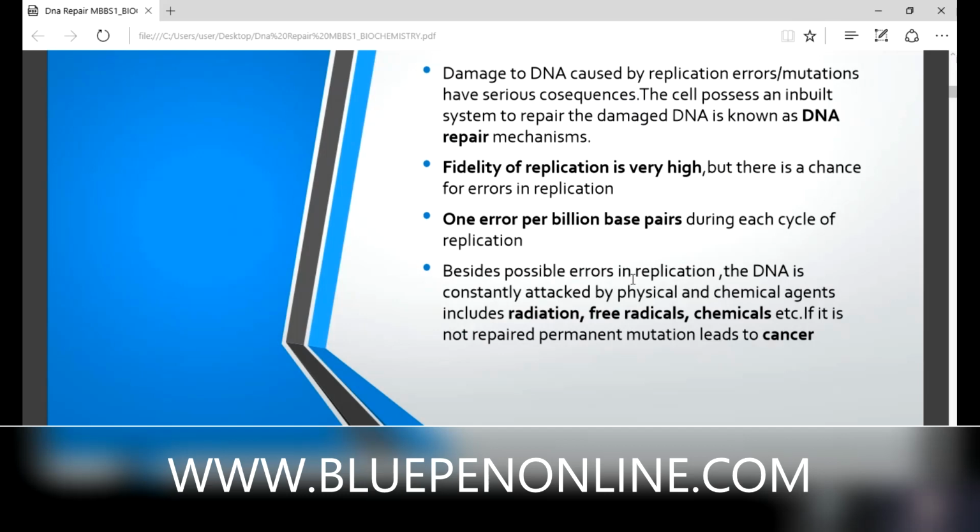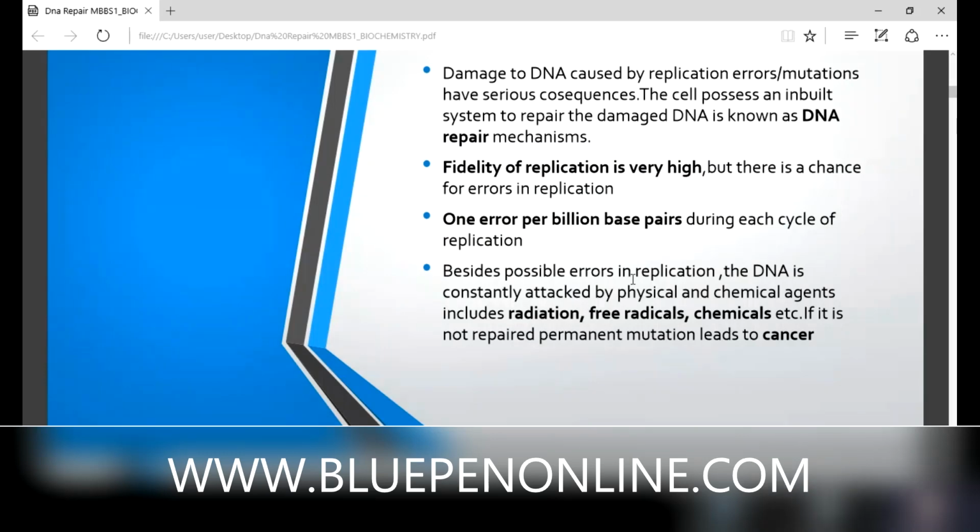Besides that, the DNA is constantly attacked by physical and chemical agents. That includes radiation, when we are exposed to radiation. Then free radicals are formed within our body. So free radicals and also chemicals. These are the chemical and physical agents that cause DNA damage.